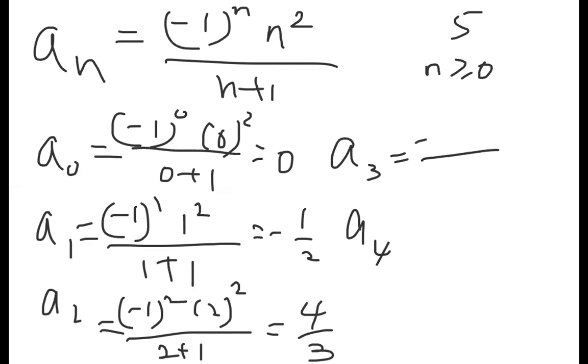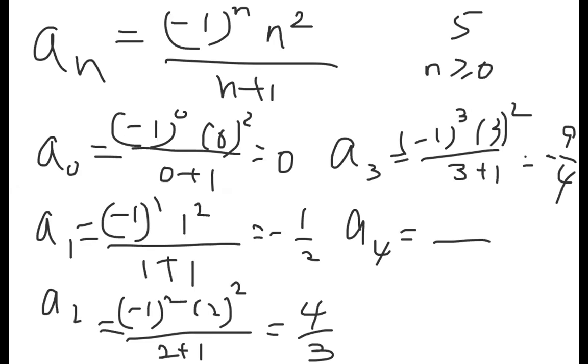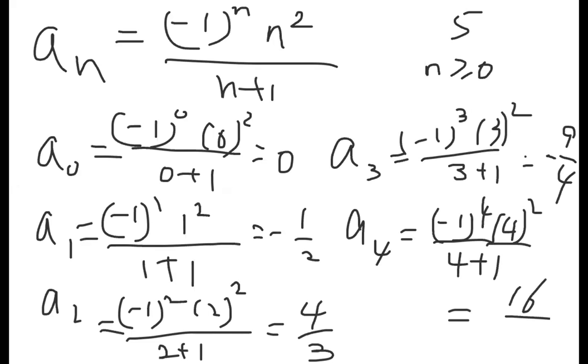A3 is (-1) to the third power times 3 squared divided by 3 plus 1. You should get minus 9 over 4. And for the last one, you have (-1) to the fourth power times 4 squared divided by 4 plus 1. The result should be 16 over 5. Right? Any questions?